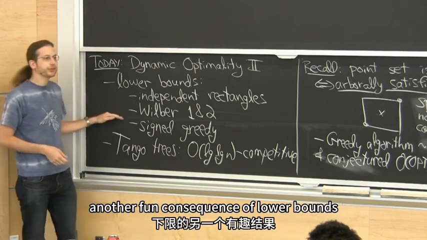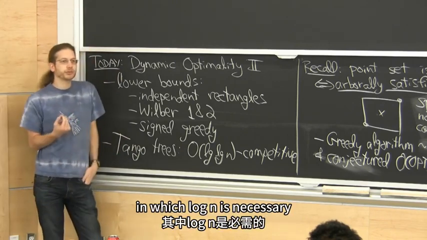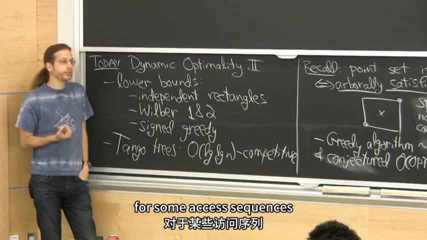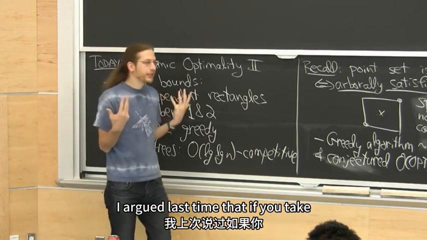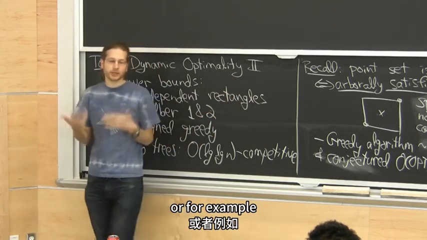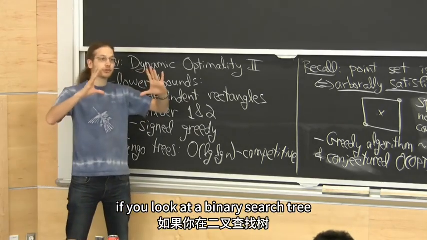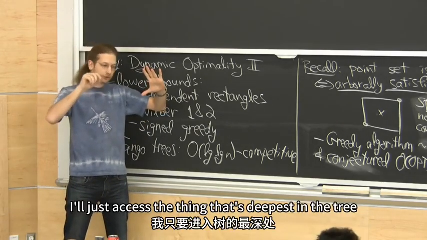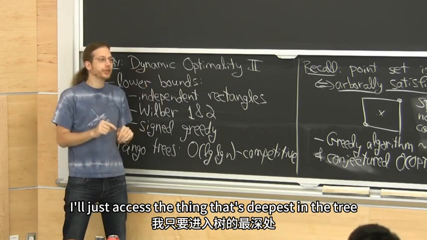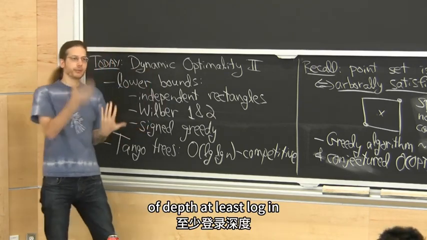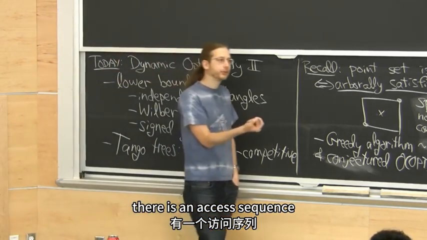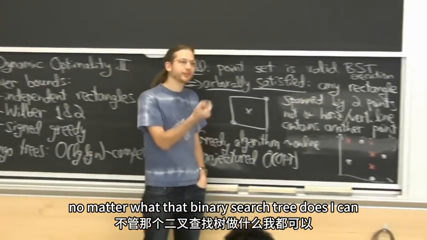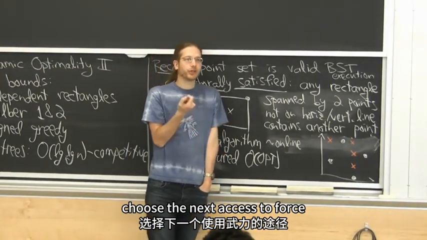Another fun consequence of lower bounds is a particular sense in which log n is necessary for some access sequences. So I argued last time that if you take a random access sequence, or for example, if you look at a binary search tree and you say, oh, I'll just access the thing that's deepest in the tree, there's always something that's deep in the tree of depth at least log n. And so for any binary search tree, there is an access sequence.